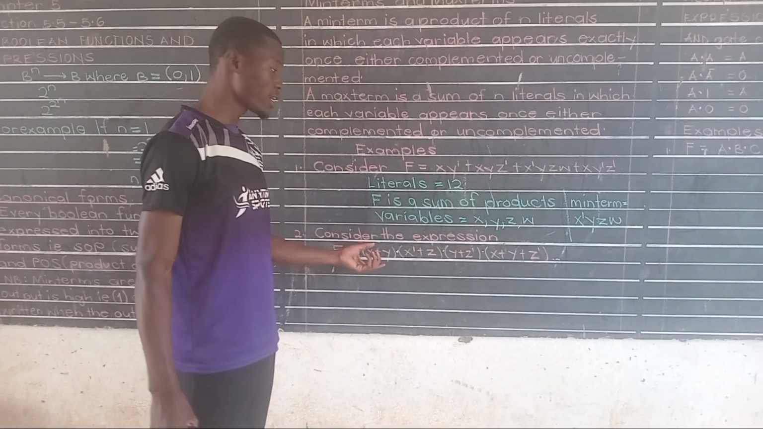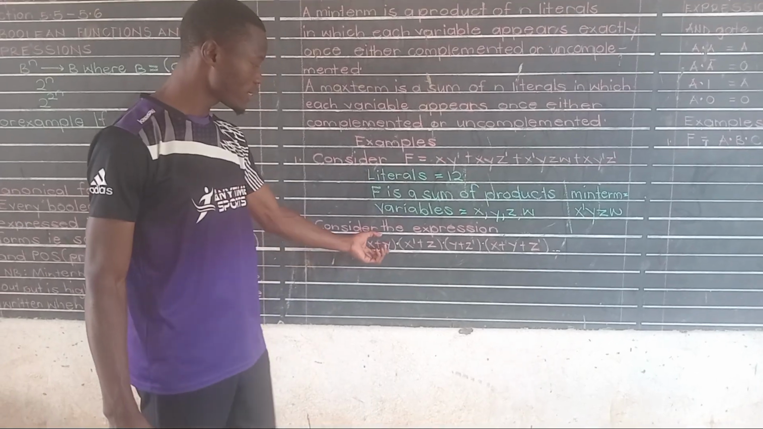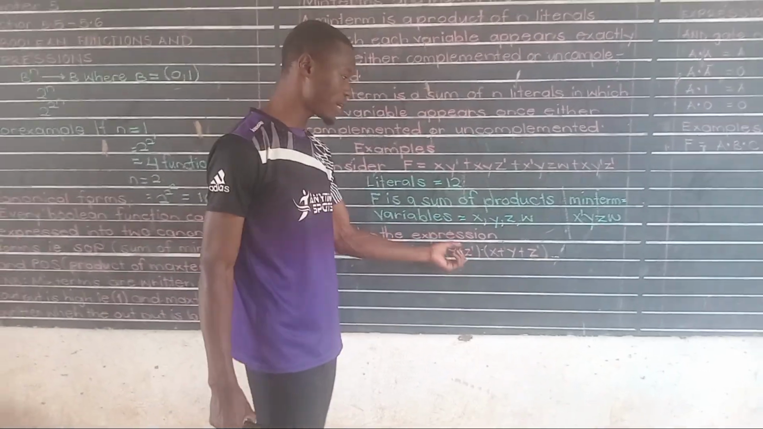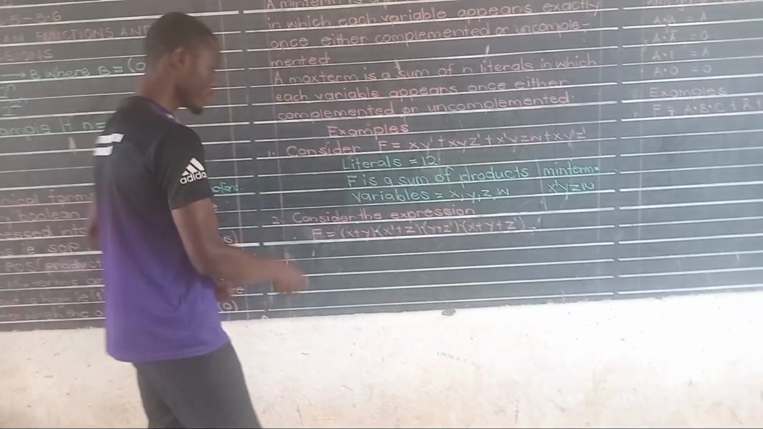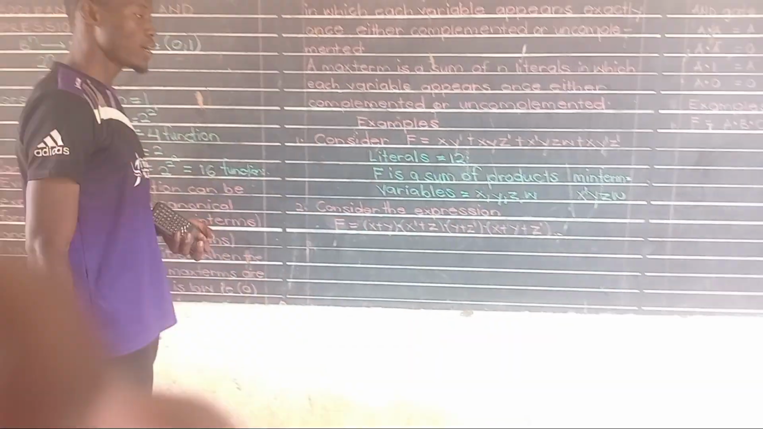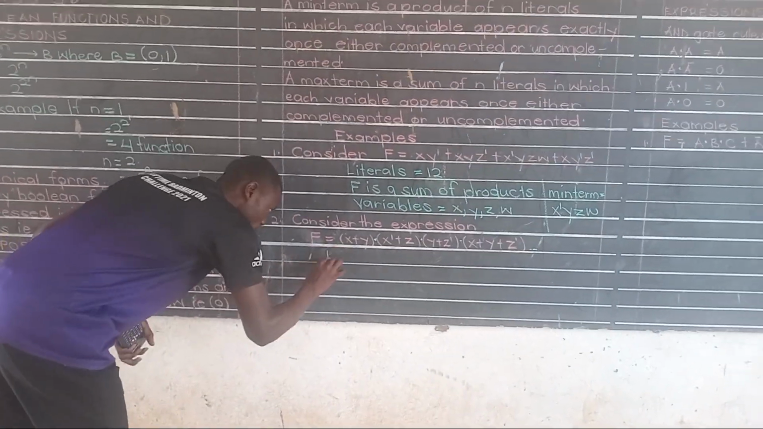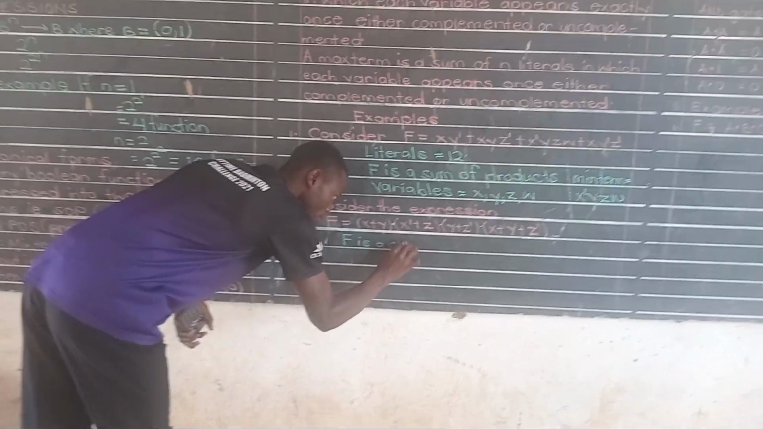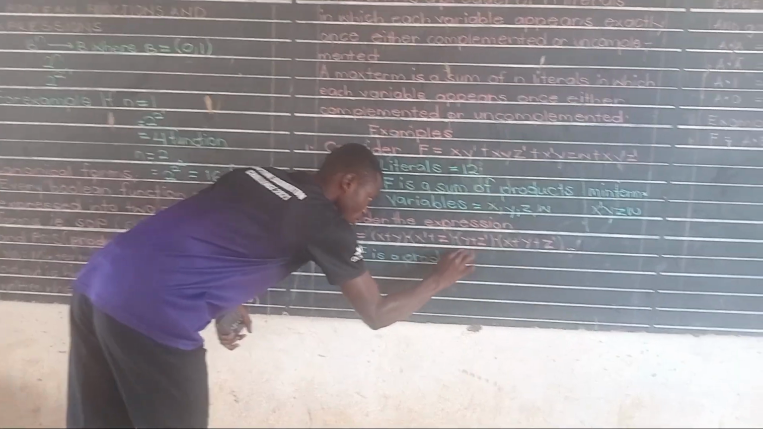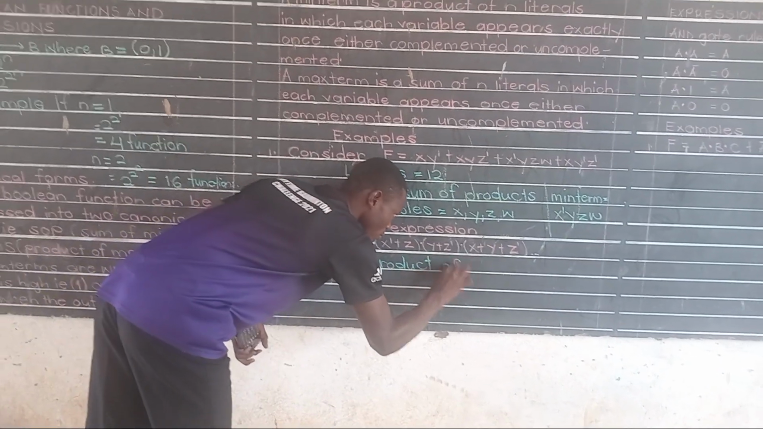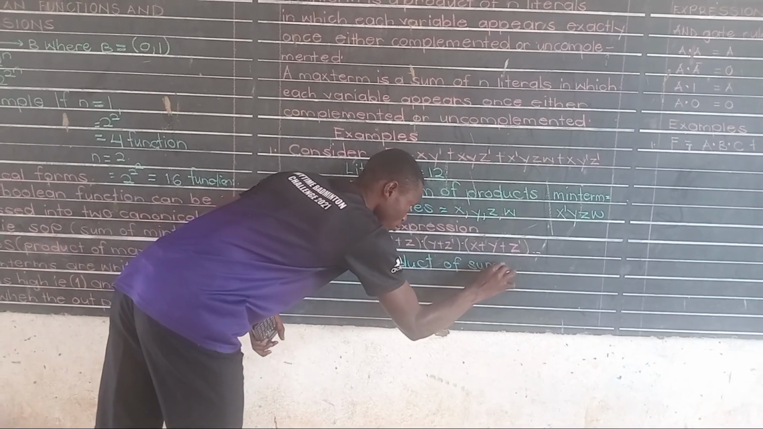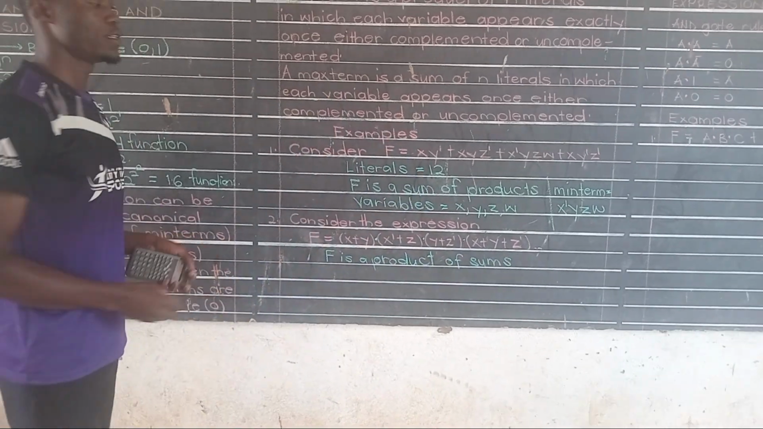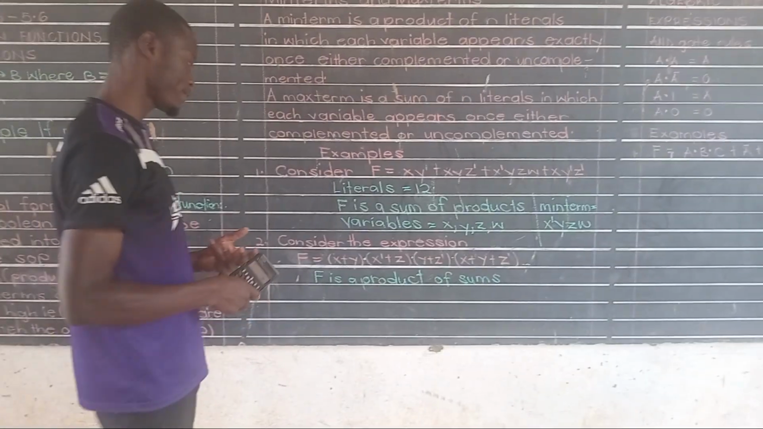So these terms are being multiplied, which implies that this is a product of sums, because this is a sum times this sum times this sum times this sum. F is a product of sums.